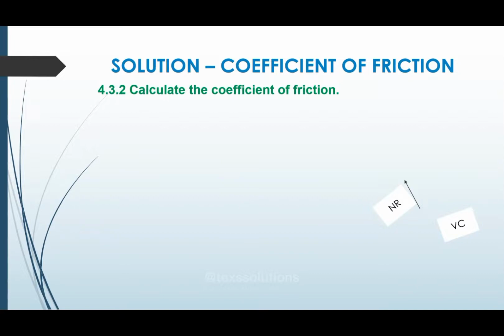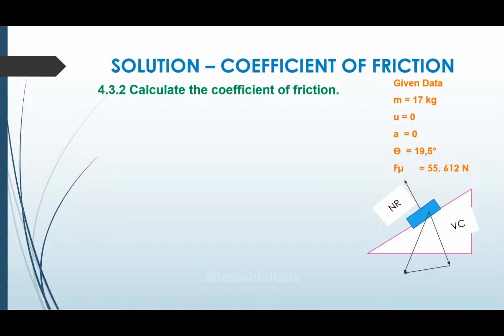Next one, let us calculate the coefficient of friction. Okay, so we still have the mass is 17, the object is still at rest, so initial velocity is 0, it's still at rest, there is no acceleration. The angle is 19.95, and now we have one other piece of information. The force of friction is 55.612 newtons.